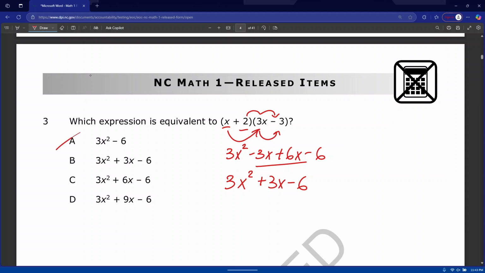Right off the bat, we can eliminate A, we can eliminate D, and C. The correct answer is B.